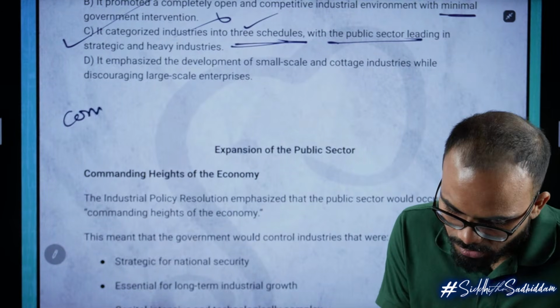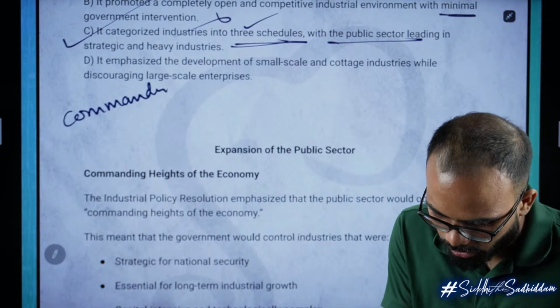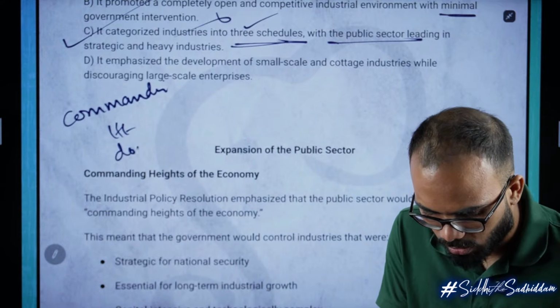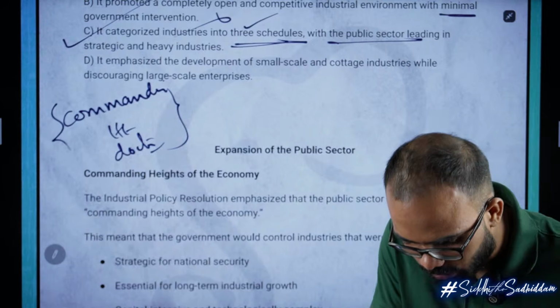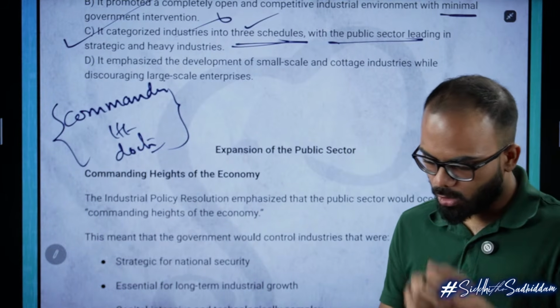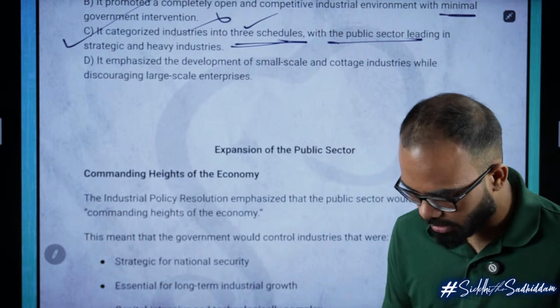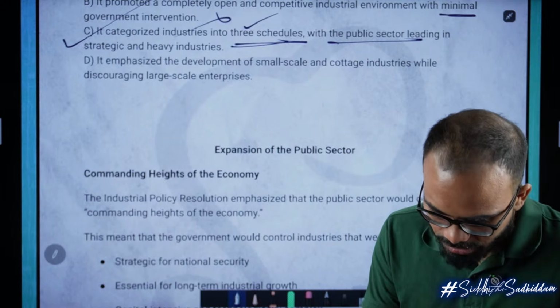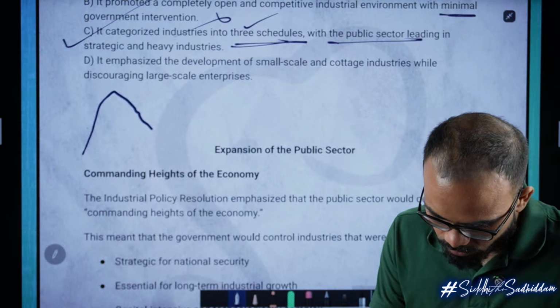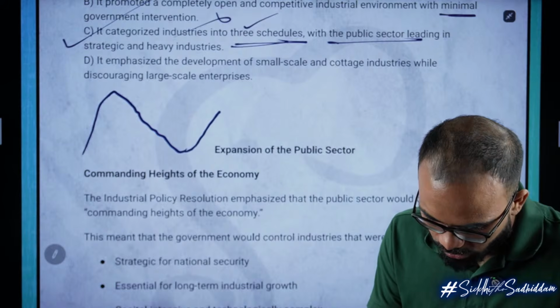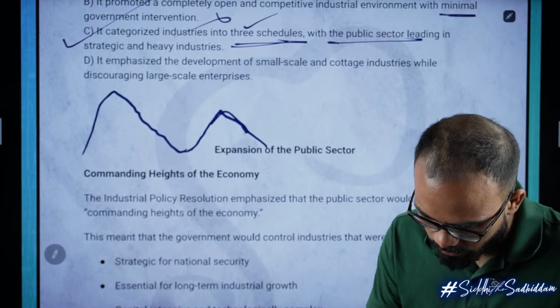So this was the idea, and in the 2025 PYQs a doctrine was asked, which is known as the commanding heights doctrine. Okay, this is a doctrine that was asked. Now I'll draw a small diagram and help you understand this word. Let's say this is a hill. Okay, this is a valley and there are multiple hills.